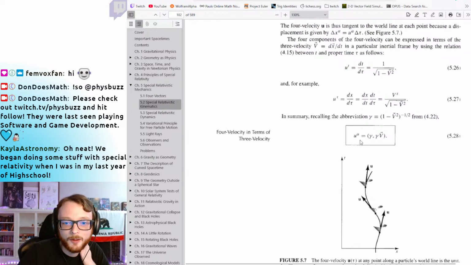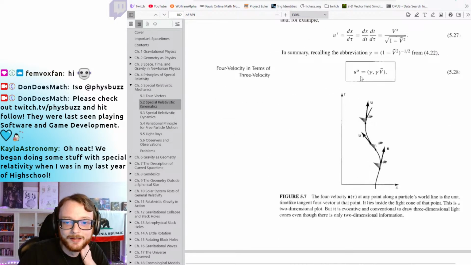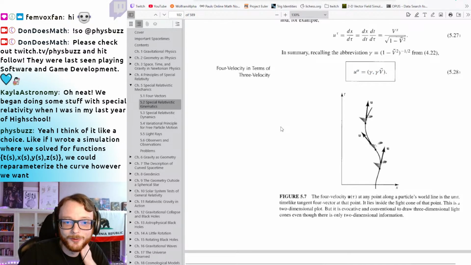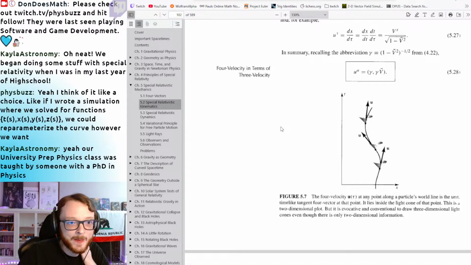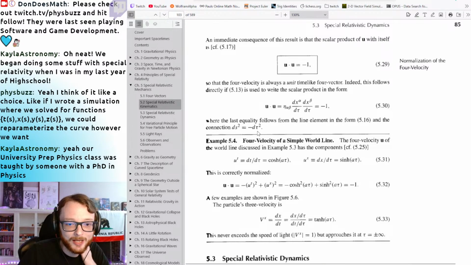So yeah, I feel like there's some interpretation with why the four velocity looks like it does, but I don't know. I'm just kind of accepting it.